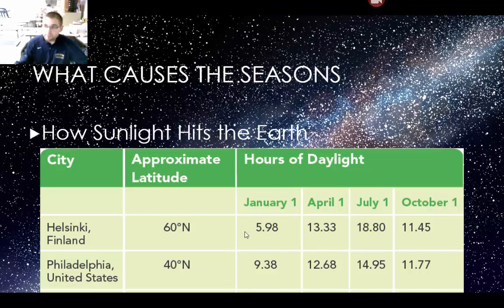Looking at the picture, this table shows the hours of daylight that are received based on different times of the year. On January 1st, Finland only gets 5.98 hours of daylight, and they are at 60 degrees north. Philadelphia, USA, actually ends up with about 9.38 hours of daylight during January 1st. And notice these changes as we go through the year.